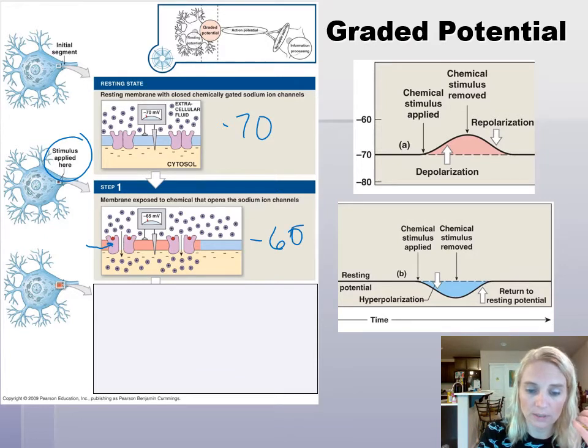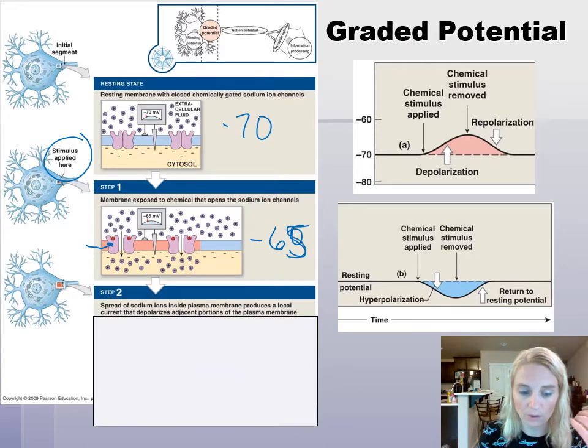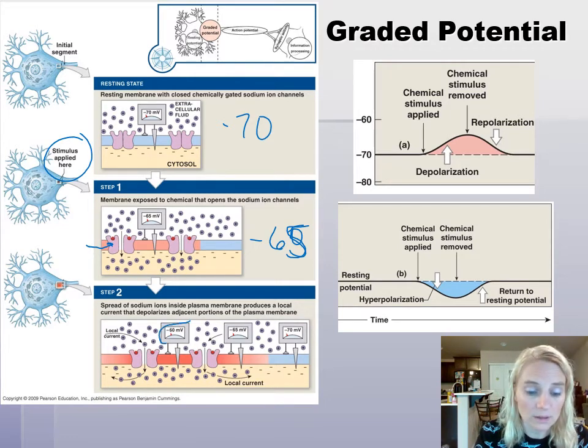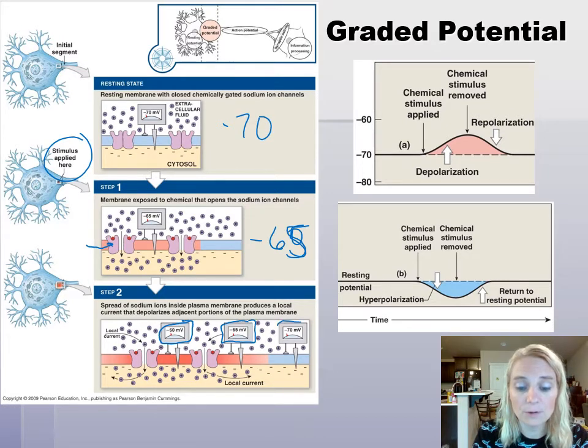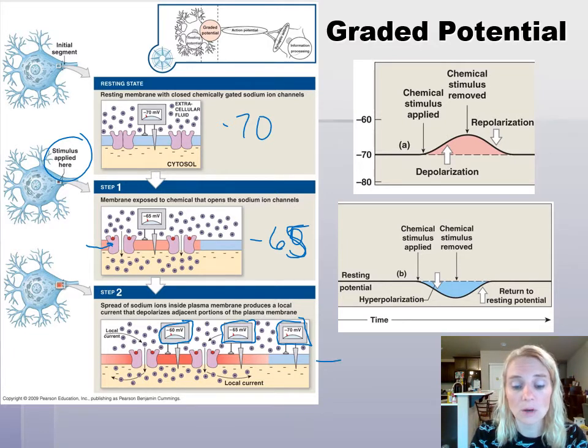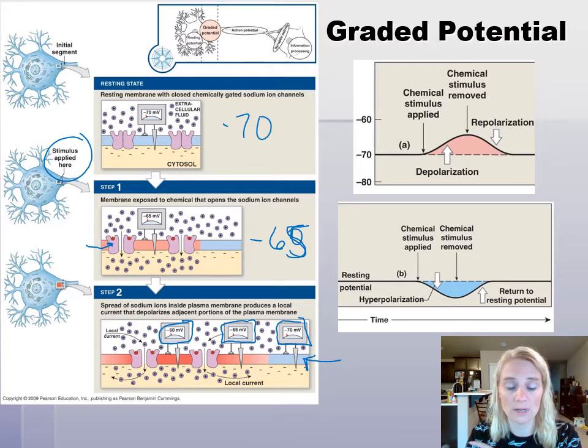Oops, that was supposed to be 65. I'm kind of giving it away here because it will eventually go to negative 60. And this area is negative 65. And the further away that you go from where the stimulus was applied, you're going to eventually fade back into rest because we have no stimulus. We have no graded potential over here.